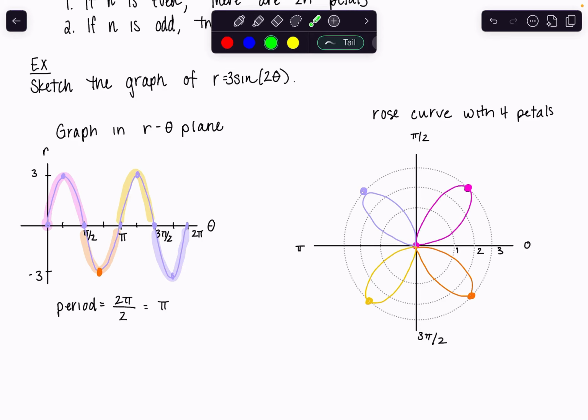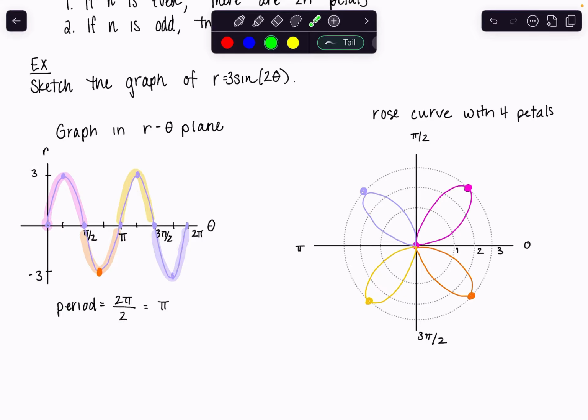If you have an odd number of petals, again, to fit everything in nicely, you're going to have maybe some kind of looking like this. It depends on the specific problem. So it's always really helpful to draw it in an r theta plane first.